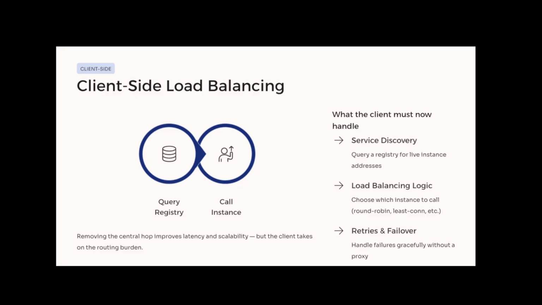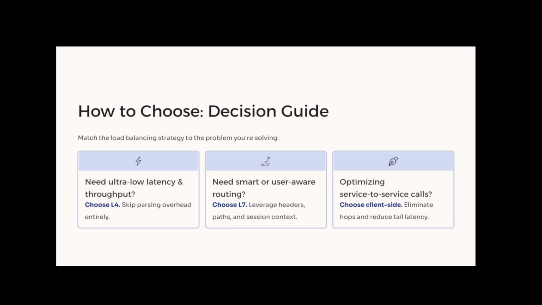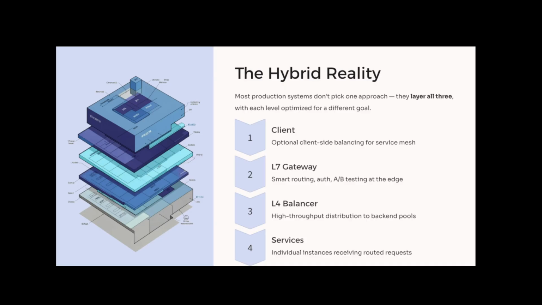Trade-offs and real system design. So how do we choose? When you need ultra-low latency and high throughput, L4 is usually the right choice. When you need smart routing or user-level logic, L7 becomes essential. When you want to optimize service-to-service calls, client-side load balancing can reduce latency significantly. But, in reality, most production systems use a hybrid approach. Client to L7 gateway to L4 load balancer to service to client side. The key idea is different layers optimize for different goals.